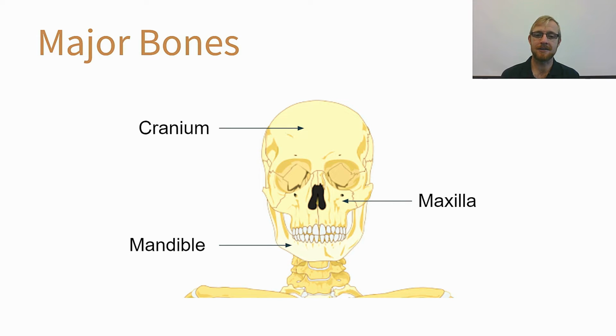Now onto the bones you need to know. You can see here in the top section of the body, I've labeled the cranium, which is the large curved spherical part of your head inside which your brain lives. You've got the maxilla, which is the bone that makes up the front of your face. And lastly, you have the mandible, which is your jawbone.